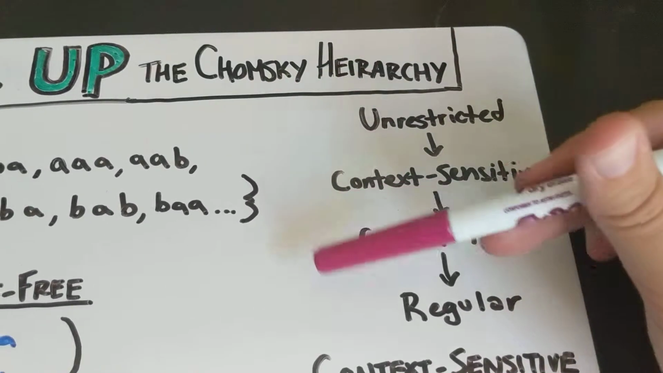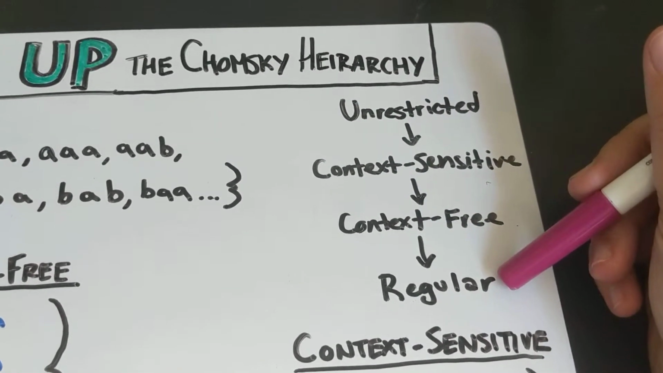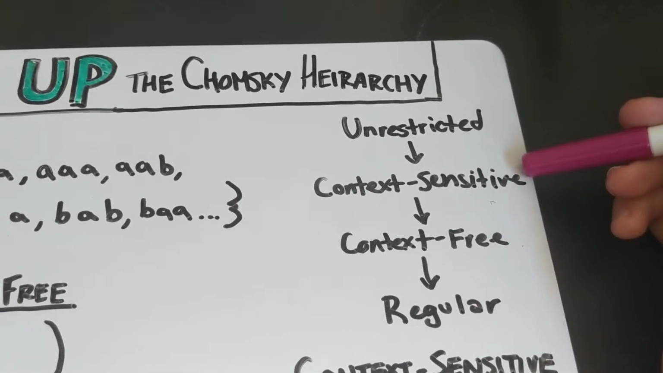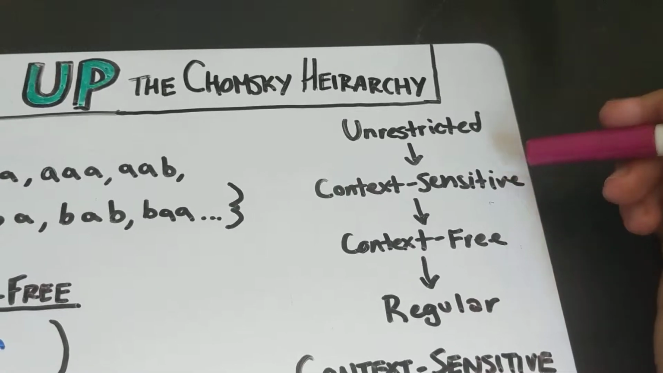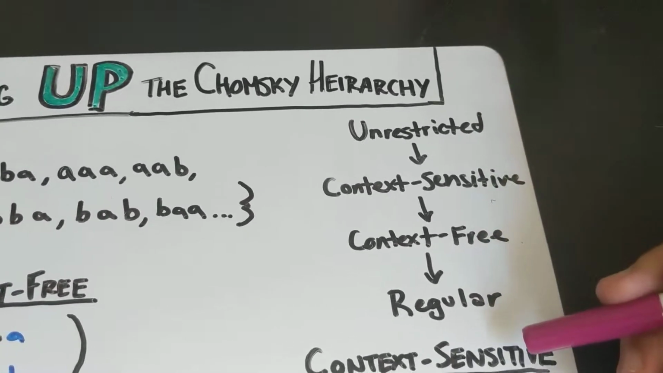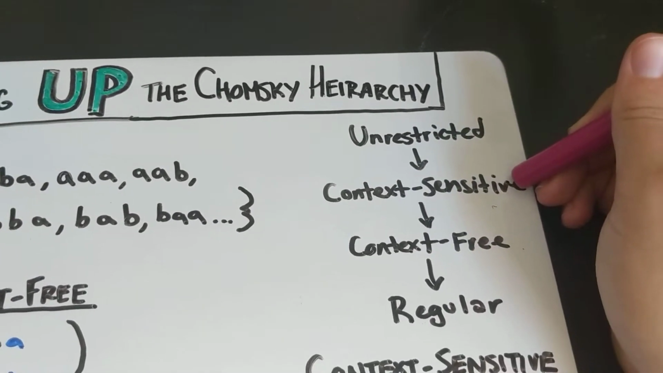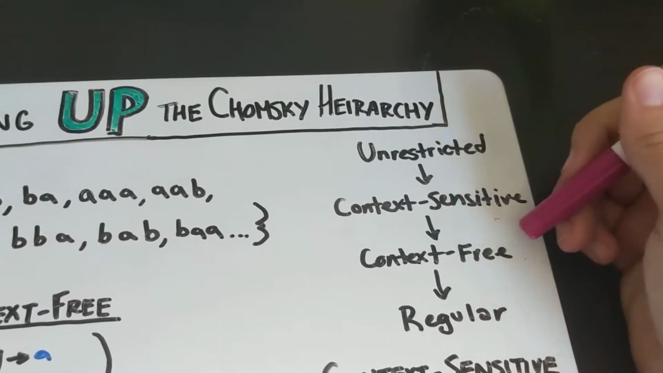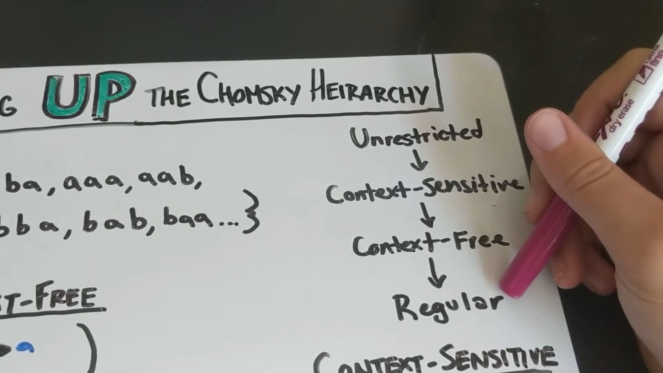And we've talked about how they form something called the Chomsky hierarchy because every regular grammar is also context-free, every context-free grammar is also context-sensitive. Every context-sensitive grammar also fits into the unrestricted category, but not the other way around, right? An unrestricted grammar is not necessarily context-sensitive. A context-sensitive grammar is not necessarily context-free, and a context-free grammar is not necessarily a regular grammar.